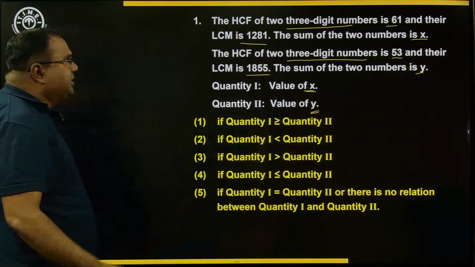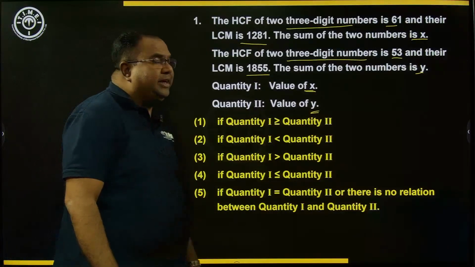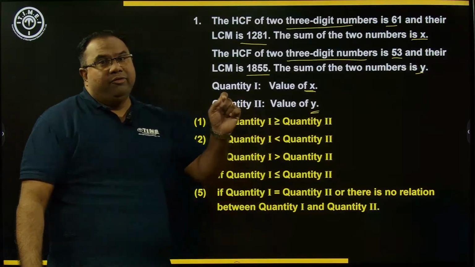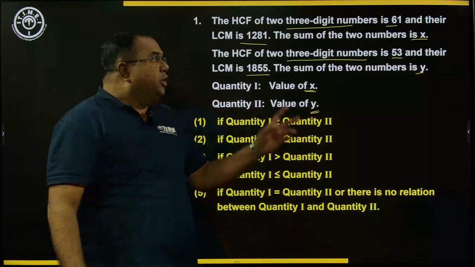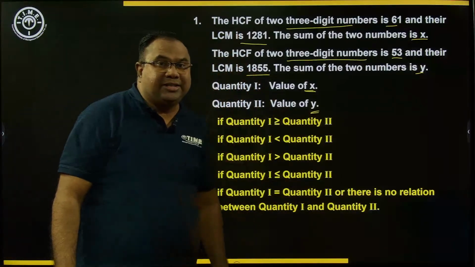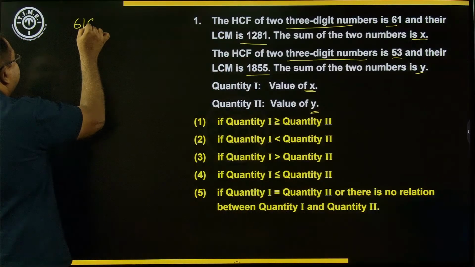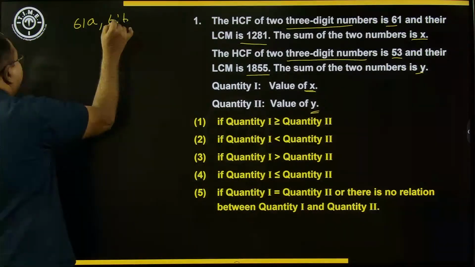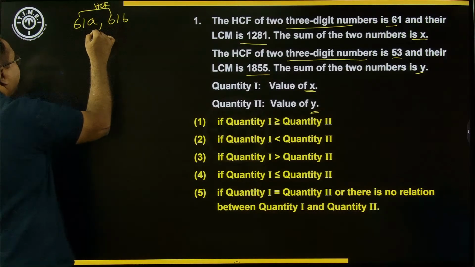Okay. Let's start with the first case. HCF of two numbers 61. What do you mean by HCF? Highest common factor. You can also call it GCD, greatest common divisor. So in two numbers, if the highest common factor is 61, we take the numbers as 61A, 61B, because we know that HCF of these two numbers is 61. The highest common factor is 61.